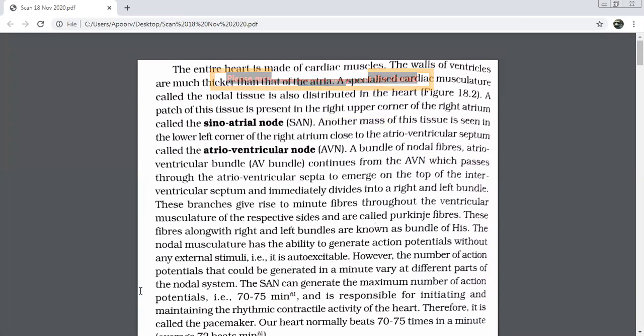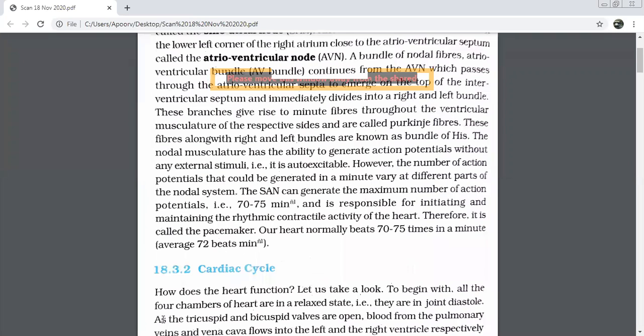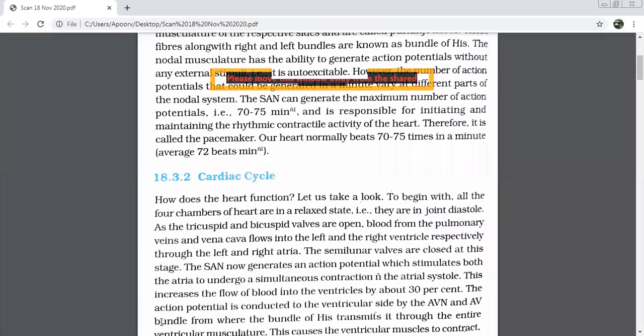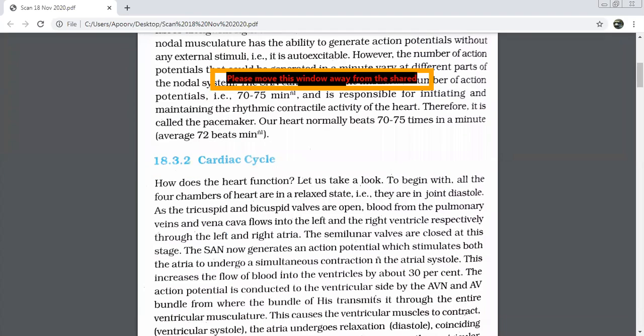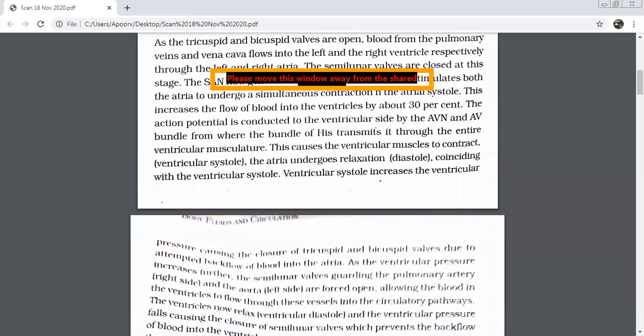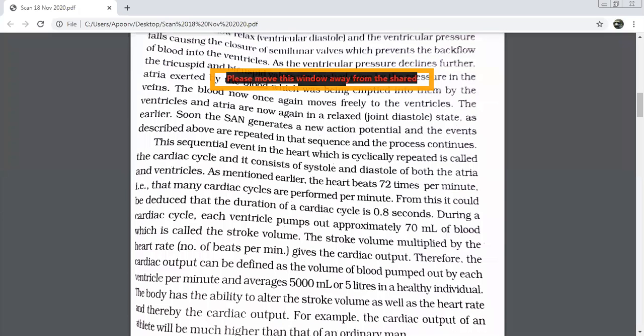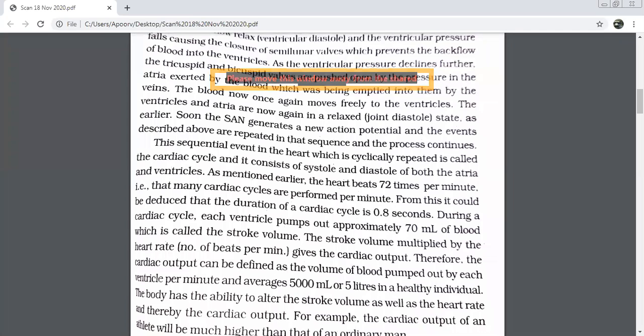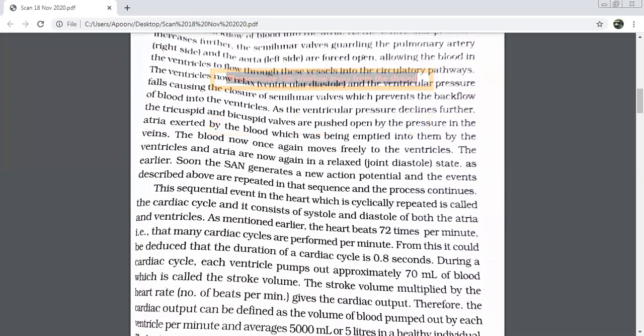Name the fibers through the ventricular walls. Purkinje fibers. Good. And AVN full form, you know only. What is the full form of AVN? Which valves are closed when the blood flows? The atrioventricular valves and semilunar valves, you've done that, na? Which systole increases the ventricular pressure? Atrial systole or ventricular systole? Ventricular systole. Last question. Sequential event in the heart, which is cyclically repeated, is called? Cardiac cycle.